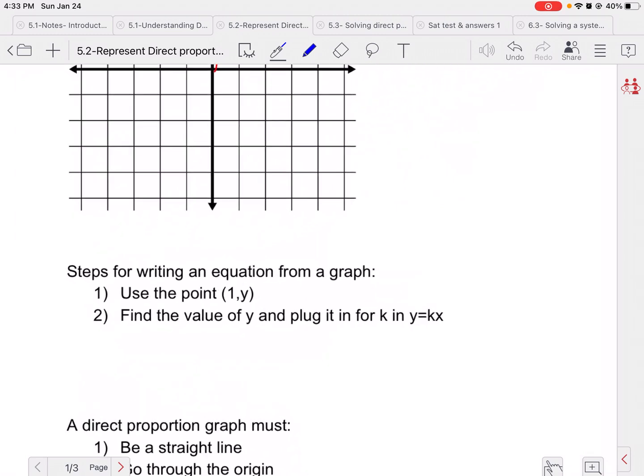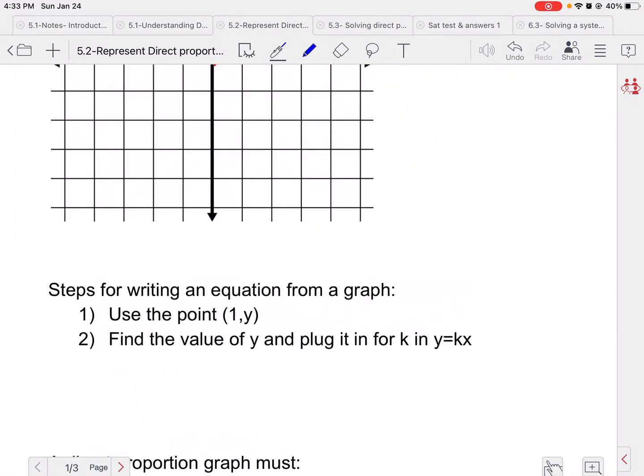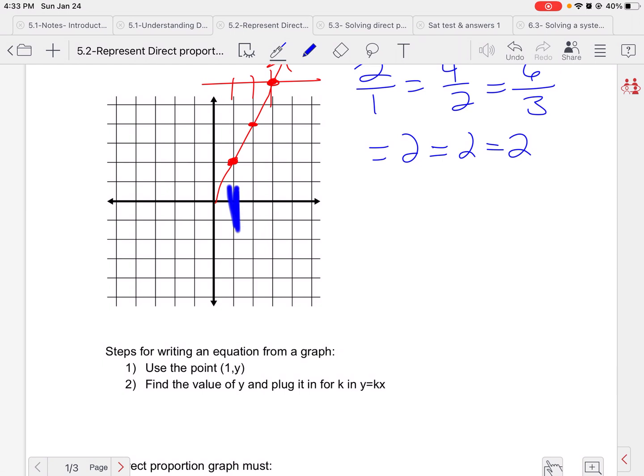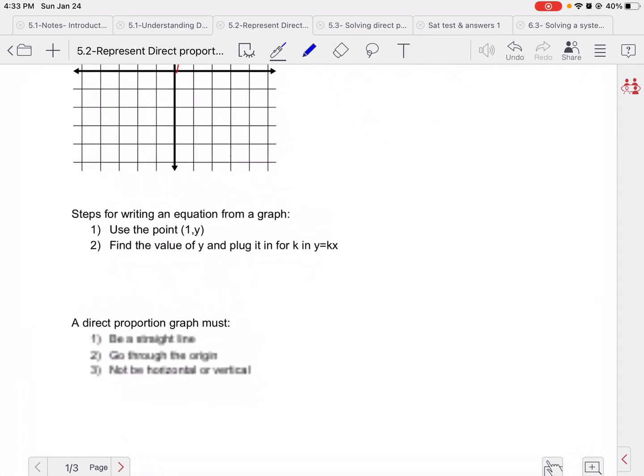So I wrote down just the general idea of how you do that. It says use the point (1, Y), because we won't know what Y is until we look at the actual graph. But like I said, you just look where X equals 1, okay? And then you find out what the Y value is, and then you plug that value in for K, because that specific value will be your constant of proportionality. Okay? And we'll practice this in the rest of our notes.